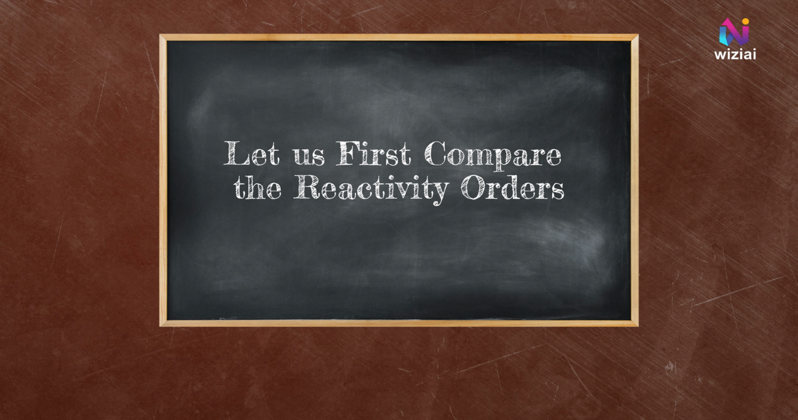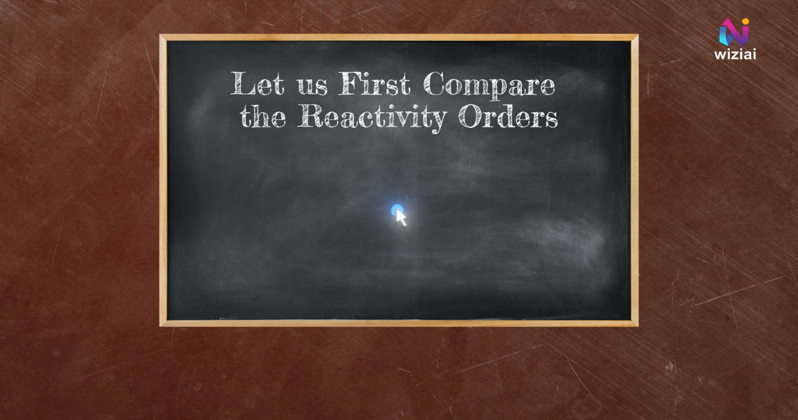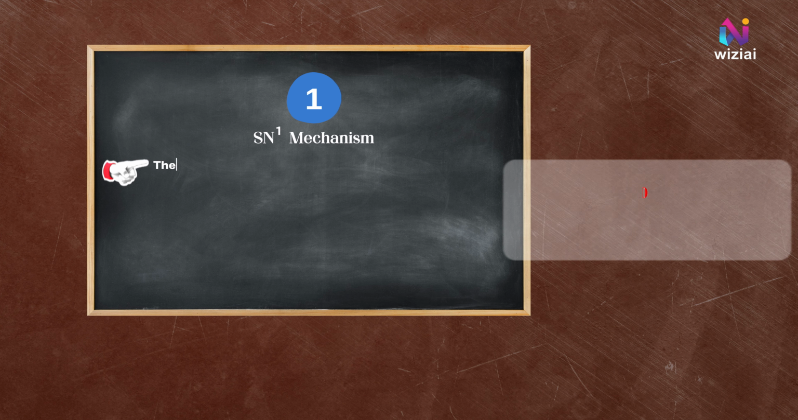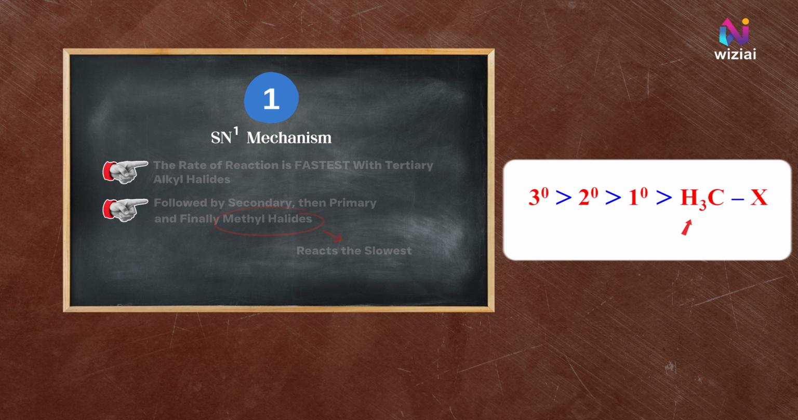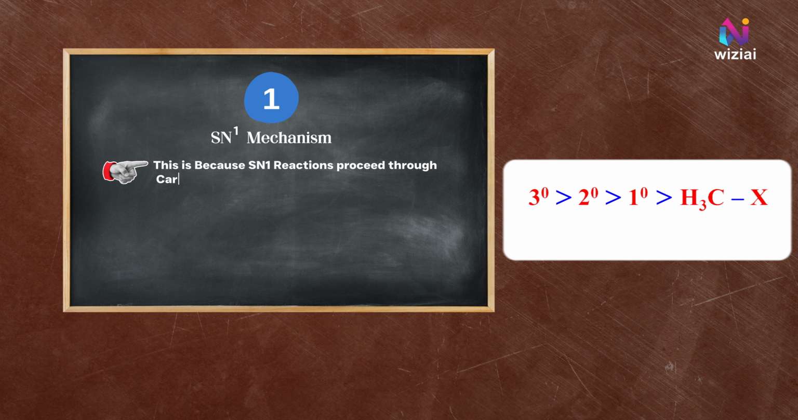Let us first compare the reactivity orders. In the SN1 mechanism, the rate of reaction is fastest with tertiary alkyl halides, followed by secondary, then primary, and finally methyl halides, which react the slowest. This is because SN1 reactions proceed through carbocation intermediates and tertiary carbocations are the most stable.